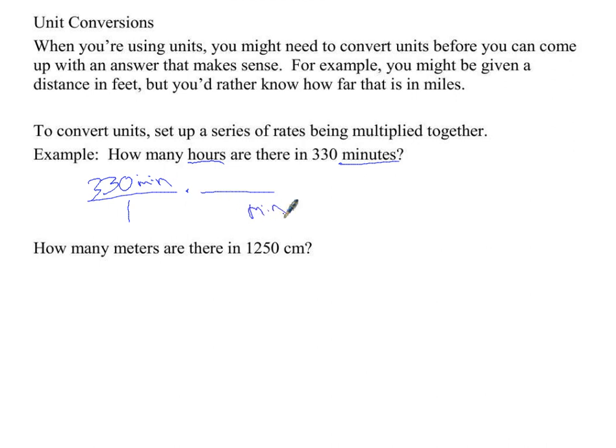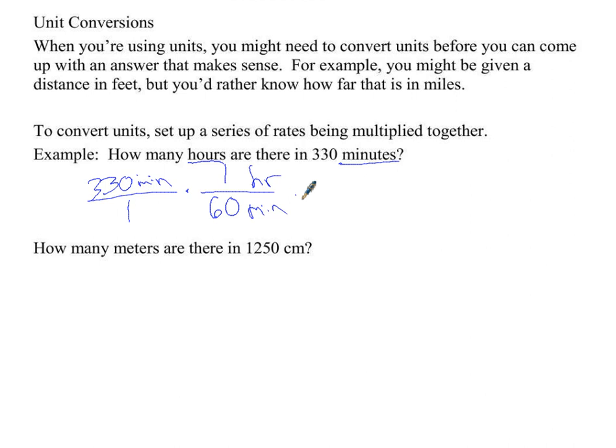Minutes divided by minutes forms a fancy one, and they disappear. But I don't want just a number, I want hours. So what I'm going to do here is put hours in the numerator. So I've turned minutes into hours that way. So I have to figure out how many minutes there are in 1 hour. How many minutes are there in 1 hour? So in 1 hour, there are 60 minutes.